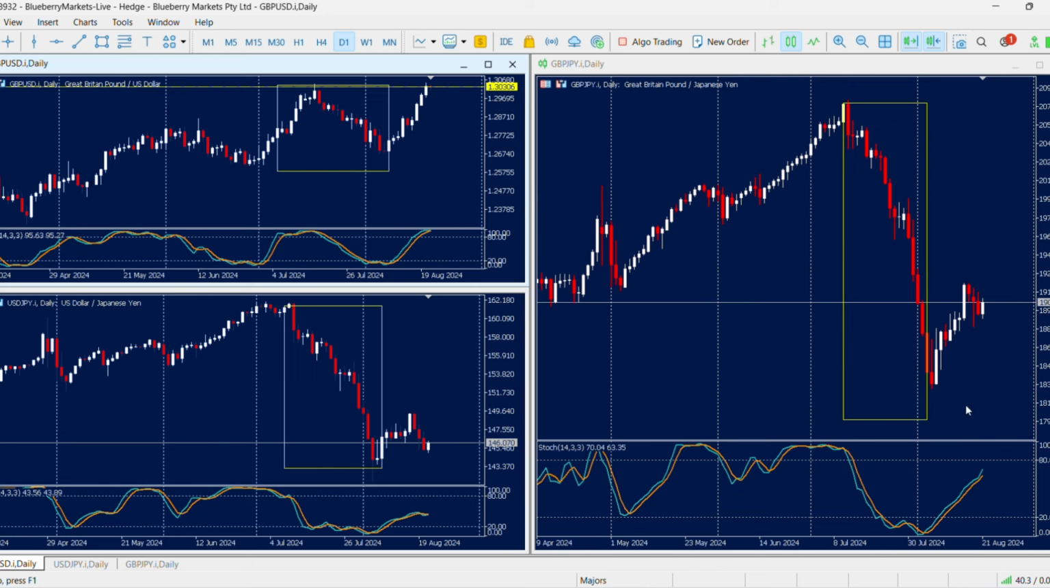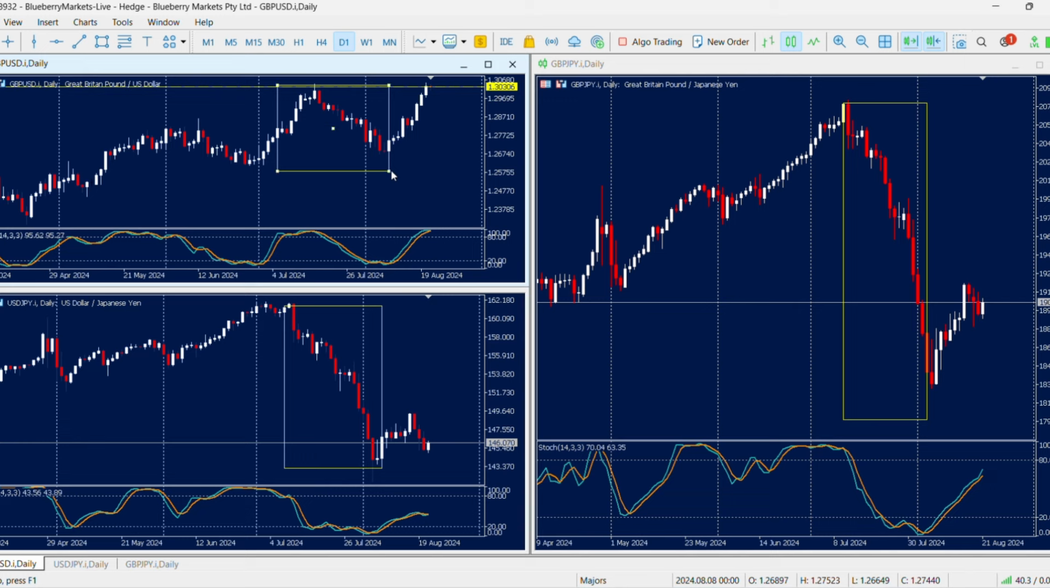Have a look at how pound US dollar is trading. Have a look at how dollar yen is trading, and then try and look for opportunities. Now, what's really interesting about pound yen at the moment is that we've been in this downward trend, but price has been pulling back. But what do you notice about pound again?